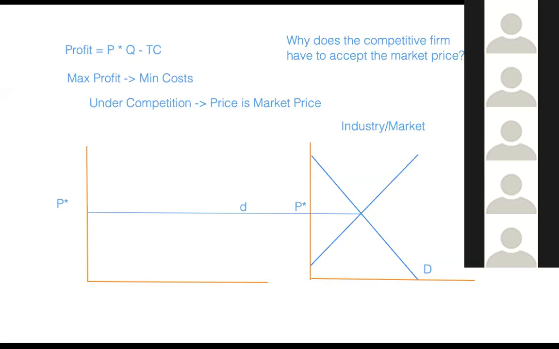Okay, so Jin says because individual firms' scale is small, therefore the quantities they produce cannot impact price. Okay, it's a good answer. Okay, so I'm gonna write down here small scale.